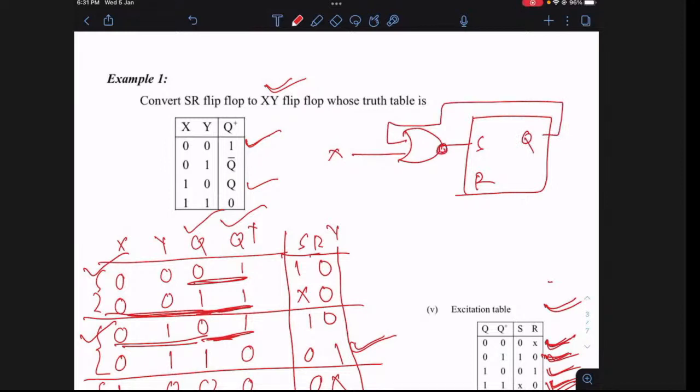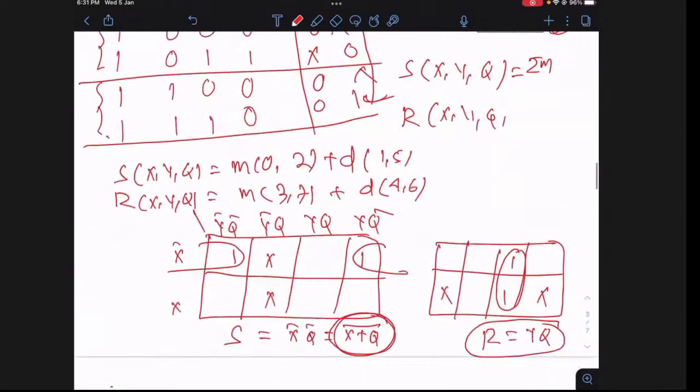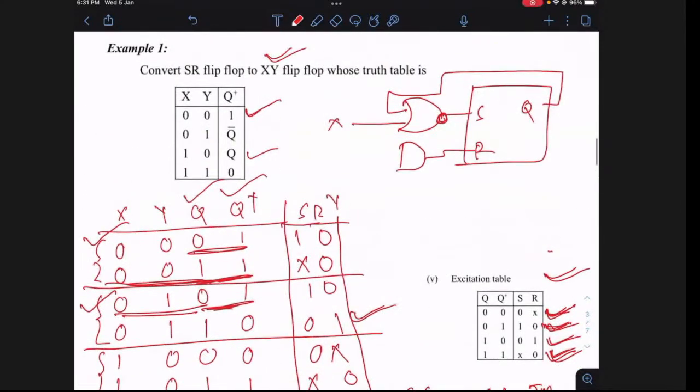It's a NOR gate. Similarly, R, if you see, what is the expression of R we got? The expression of R is YQ. So one of the inputs is Y and the other input is from Q. What your Q is.